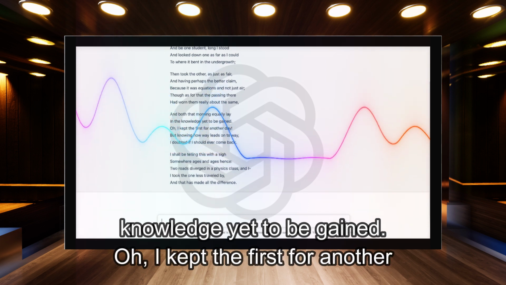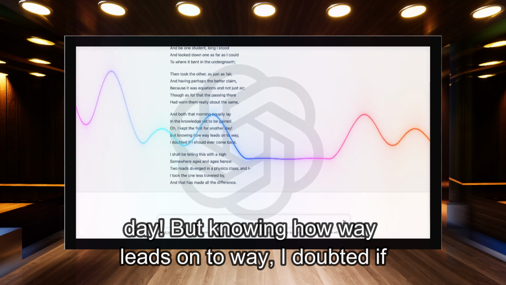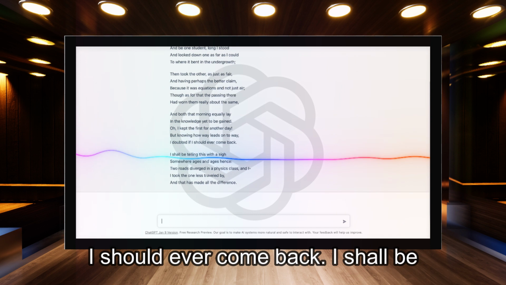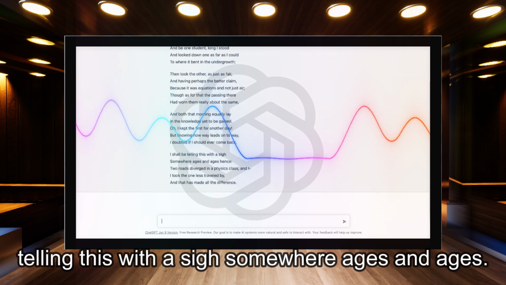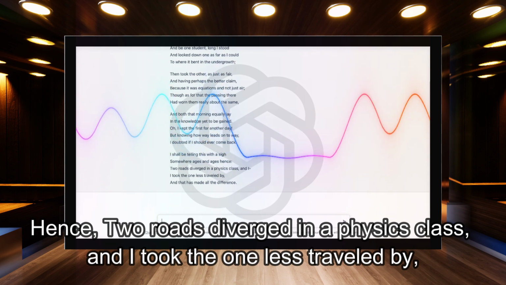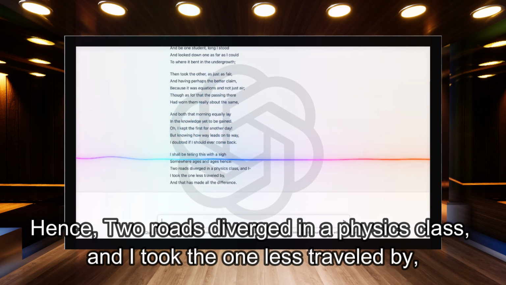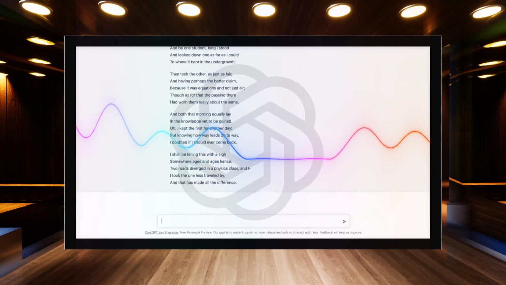Oh, I kept the first for another day, but knowing how way leads on to way, I doubted if I should ever come back. I shall be telling this with a sigh, somewhere ages and ages hence: two roads diverged in a physics class. I took the one less traveled by, and that has made all the difference.